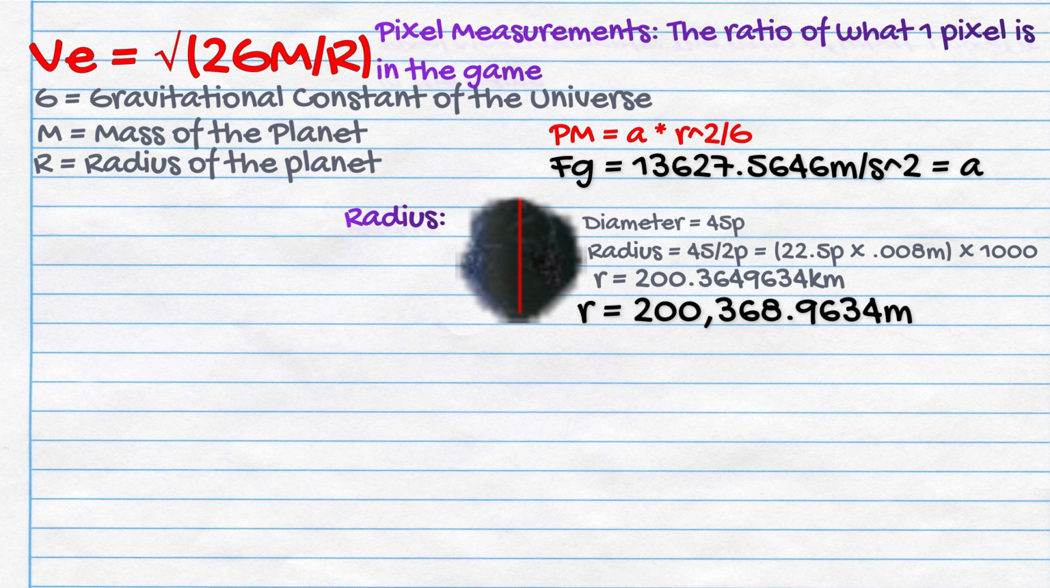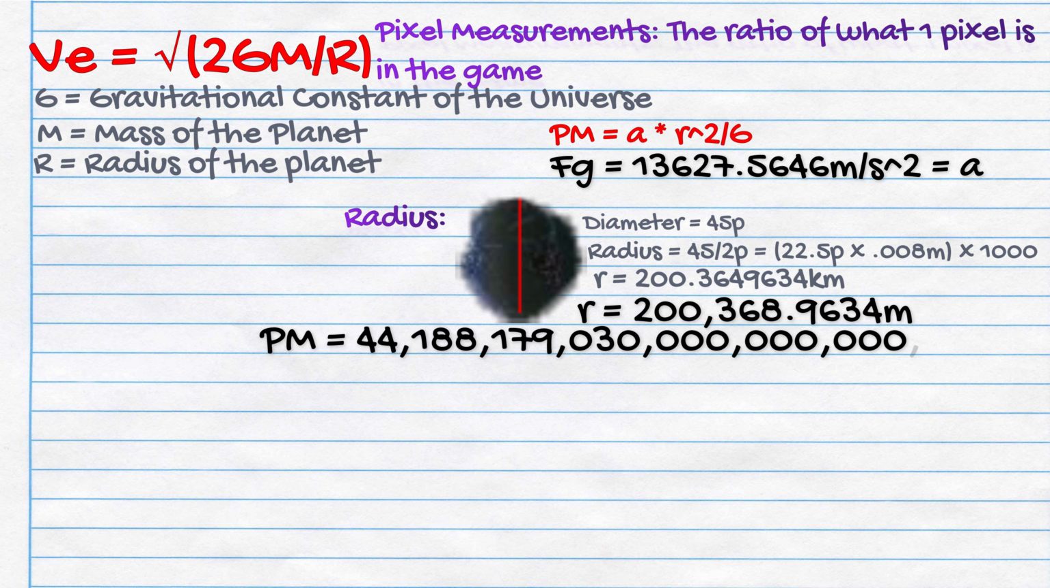Big G is just our gravitational constant, which is 6.6743 times 10 to the negative 11 meters per something. I don't know the units. It doesn't really matter. We're going to plug everything into our planetary mass, plug in our G, our A, and our M, and we get a planetary mass of 44 sextillion, 188 quintillion, 179 quadrillion, and 30 trillion kilograms.